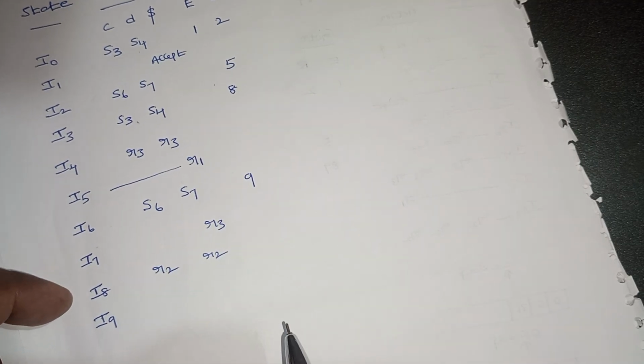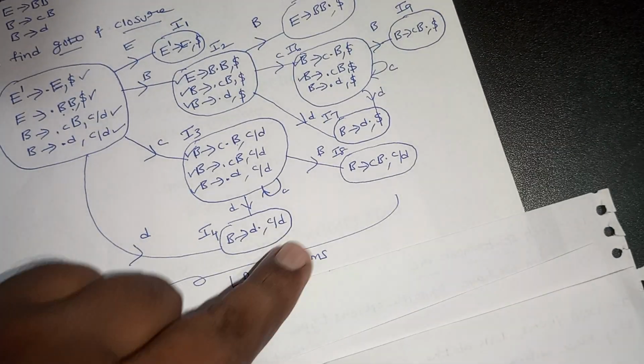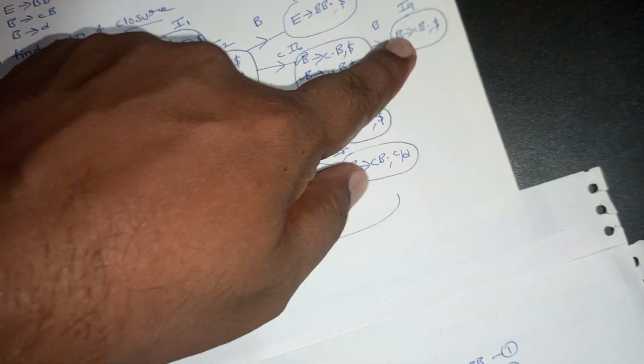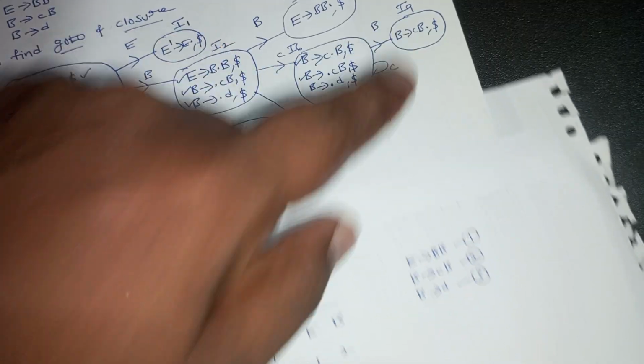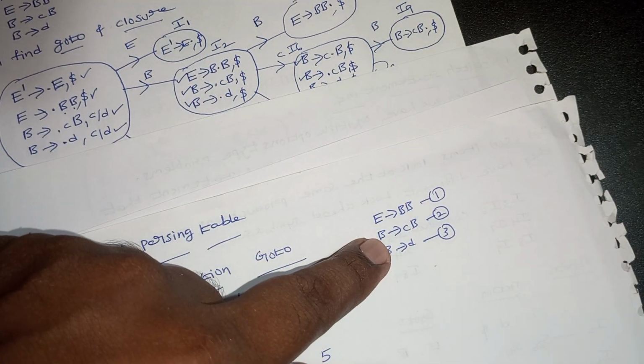What about I9? What is the rule number? It is the second rule, and I have to write it under the dollar. Write R2.